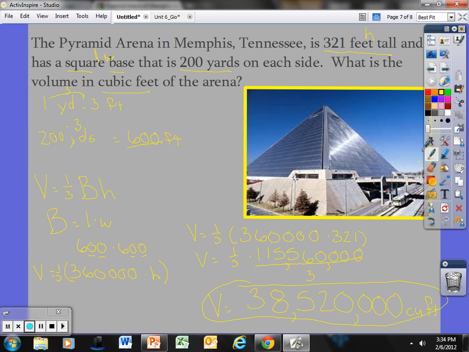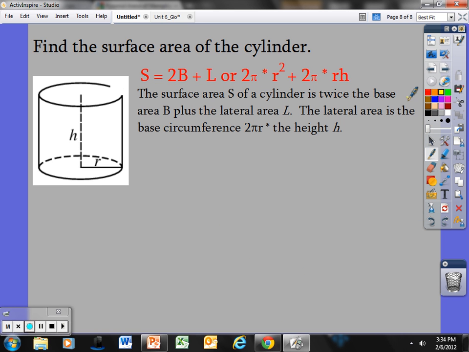Okay, I look at a new one today. Find the surface area of the cylinder. Now, surface area, that's where we're finding the area of each individual face and then combining it all together. So if I look at the formula here, it's S, standing for surface area, is equal to 2 times the base plus L, or we could call it 2 times pi times radius squared. I'm finding the area of the two circles, and then I am adding to that.